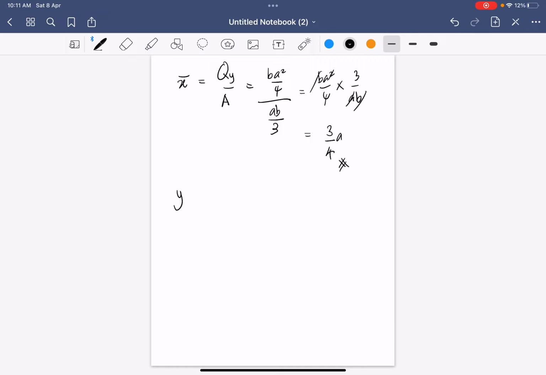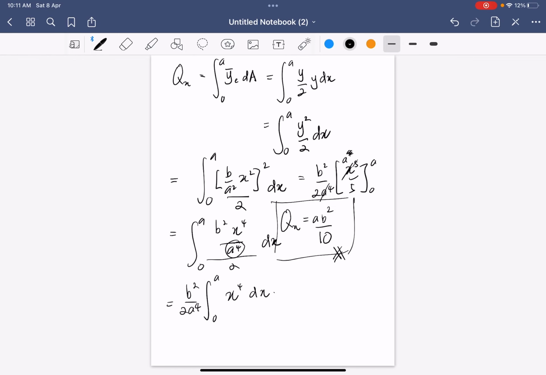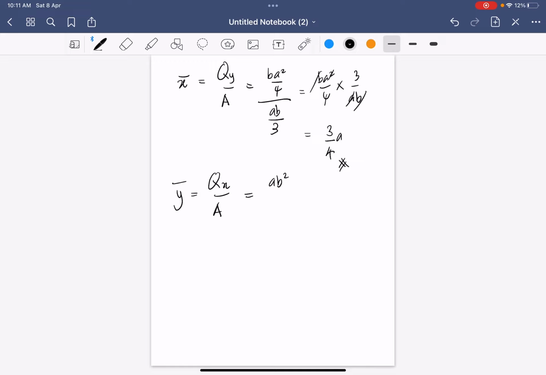Okay, now find the y bar. You know that y bar is equal to Qx over the area. So Qx is a b squared over 10, and the area is the same, ab over 3. So this becomes a b squared over 10 multiplied by 3 over ab. So this can be cancelled out, so this becomes b, and this can be cancelled out. Simplify them, and you get 3b over 10 for the y bar.